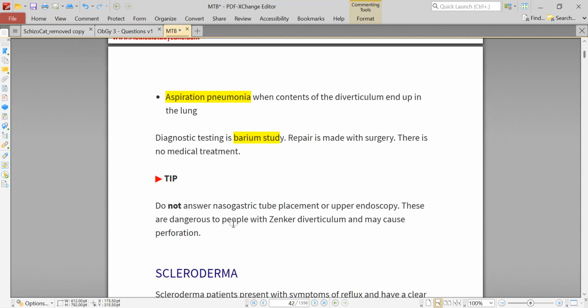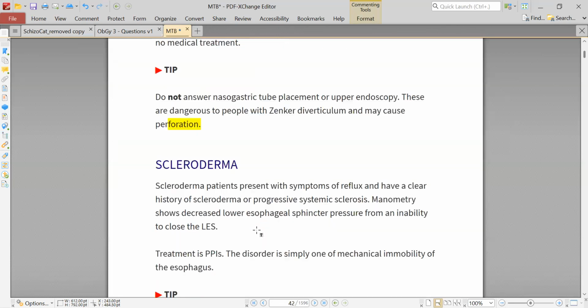Do not do nasogastric tube placement or upper GI endoscopy. These are dangerous, especially in people with Zenker's diverticulum. You should never give the patient a nasogastric tube or upper endoscopy, because it can go directly into the pouch and rupture the pouch. So yeah, perforation is the complication.